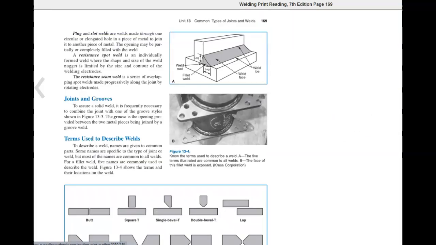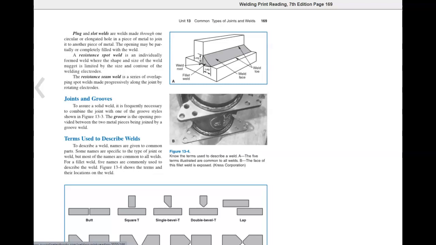Plug and slot welds are welds made through one circular or elongated hole in a piece of metal to join it to another piece of metal. The opening may be partially or completely filled with the weld.